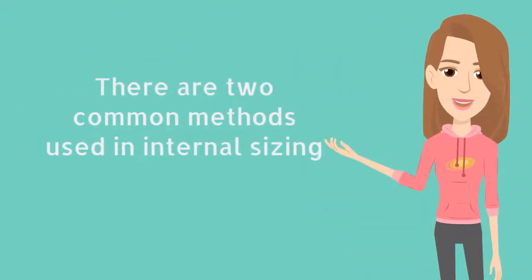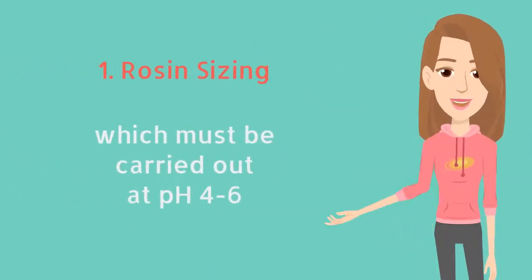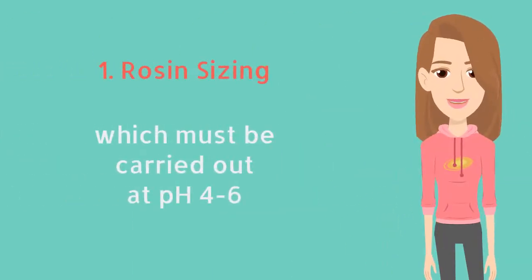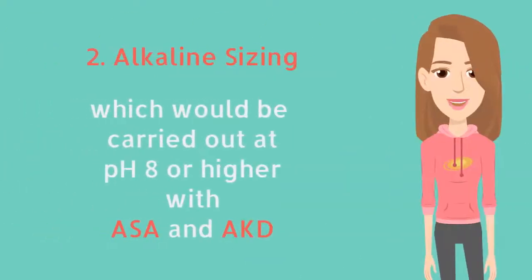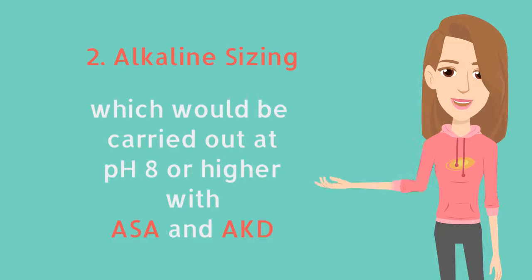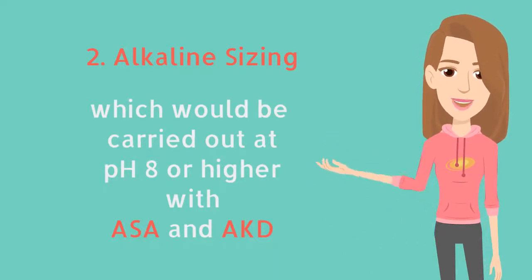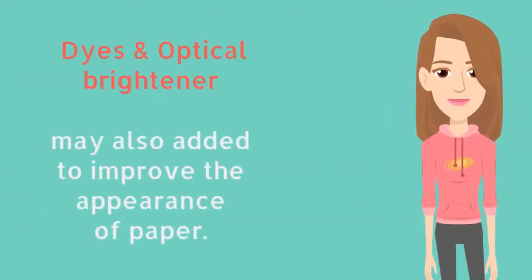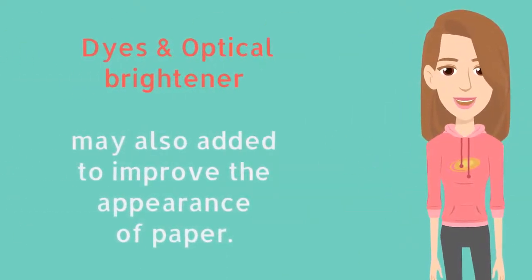There are two common methods used in internal sizing. The first one, rosin sizing, must be carried out at pH 4 to 6. The second one, alkaline sizing, would be carried out at pH 8 or higher with ASA or AKD. Dyes and optical brightening agents may also be added to improve the appearance of paper.